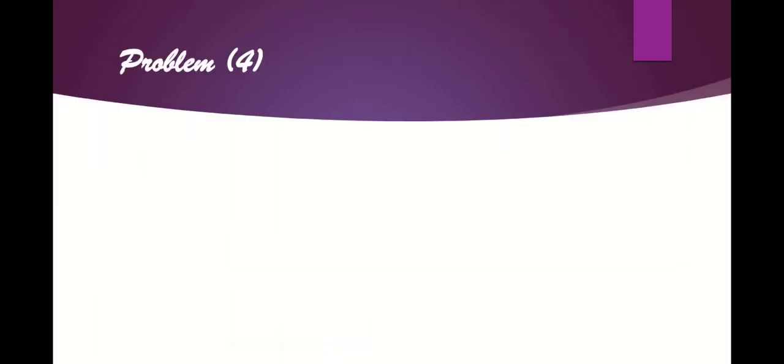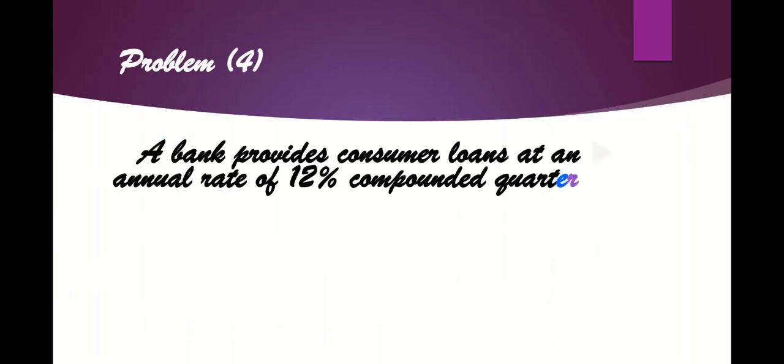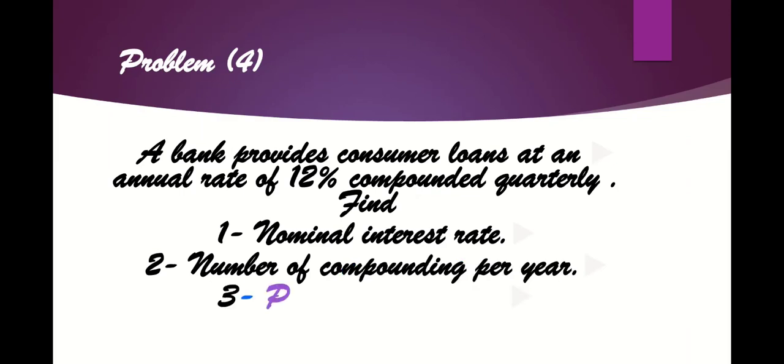Problem number 4. A bank provides consumer loans at an annual rate of 12% compounded quarterly. Find 1. Nominal interest rate. 2. Number of compounding per year. 3. Periodic interest rate. So, the nominal interest rate is the rate per year. In our example, the rate per year will be equal 12.